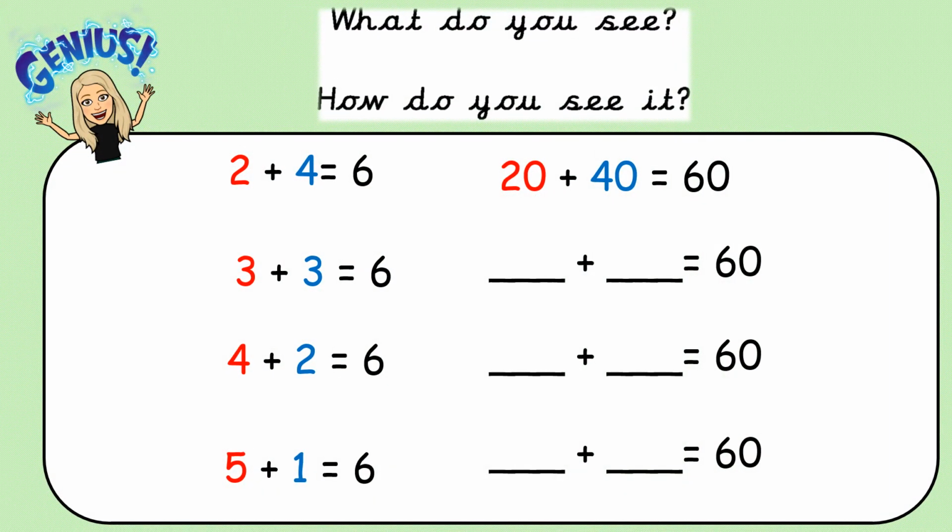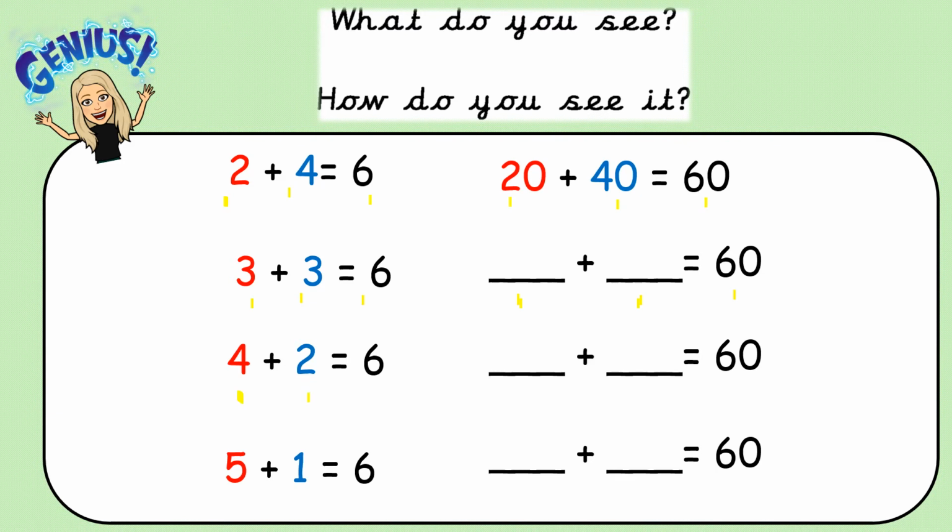All right, let's have a look at these ones. 2 and 4 is 6. Therefore, 20 and 40 is 60. 3 and 3 is 6. So what and what is 60? What are the missing parts here?